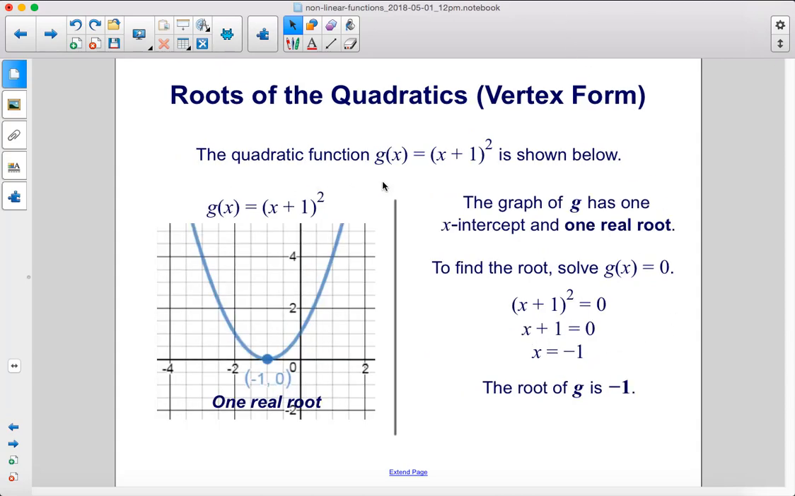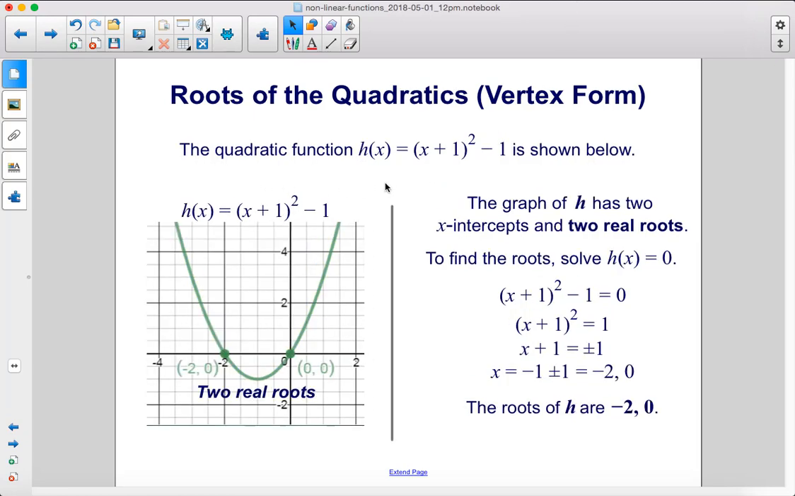The quadratic function g(x) equals (x plus 1) squared is shown below. The graph of g has one x-intercept and one real root. To find the root, solve g(x) equals 0. So (x plus 1) squared equals 0, therefore x plus 1 equals 0, so x equals negative 1. The root of g is negative 1.